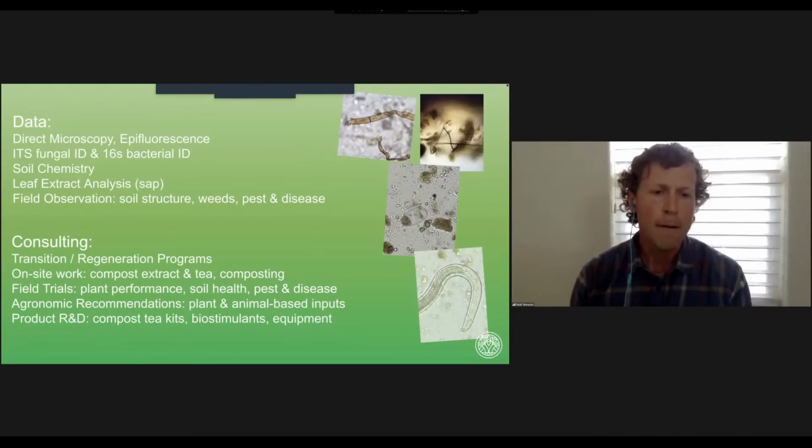So again, agronomic recommendations, plant and animal-based inputs, a little bit of Albrecht method mineral balancing in there as well. And then we've been doing some product R&D over the last couple of years too. So compost tea brewers, compost tea kits, biostimulants, different equipment that people are wanting to optimize for a biological farming approach. Next slide, please.